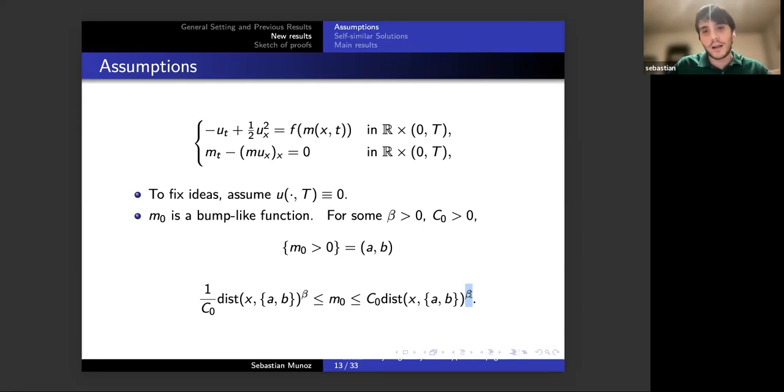At least for the first set of results, we're assuming that the initial density is a bump-like function, so it genuinely vanishes outside of a compact set. And the question is, how does the density of players evolve? How do the players evolve after this initial density?